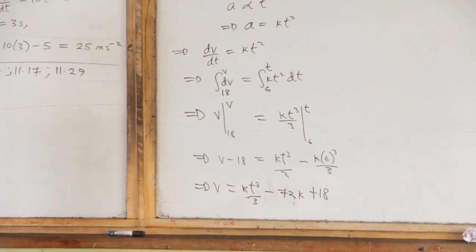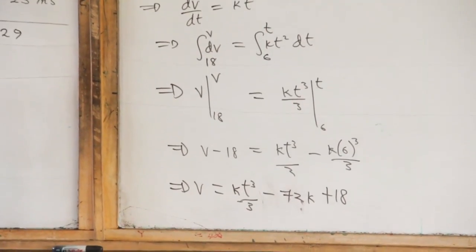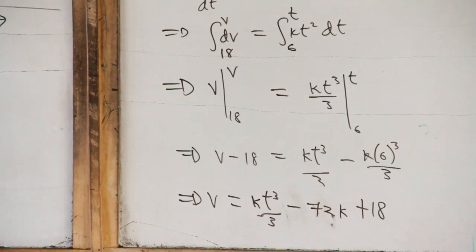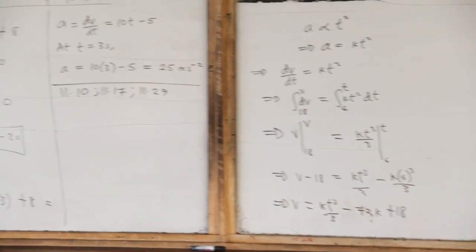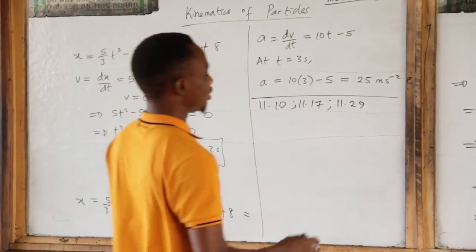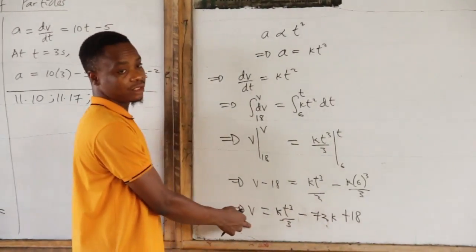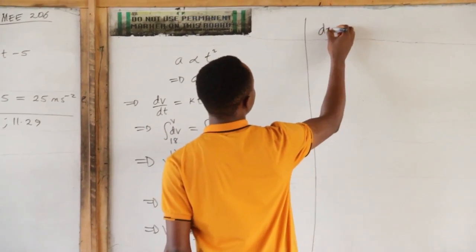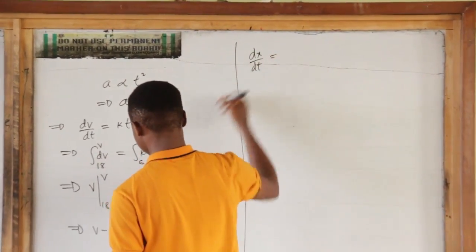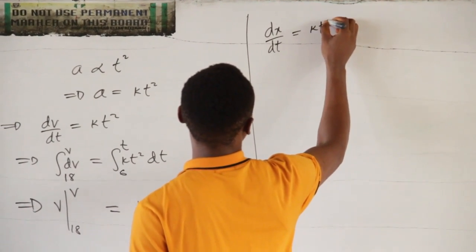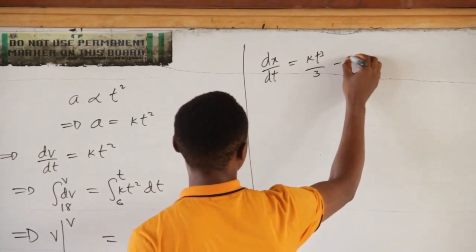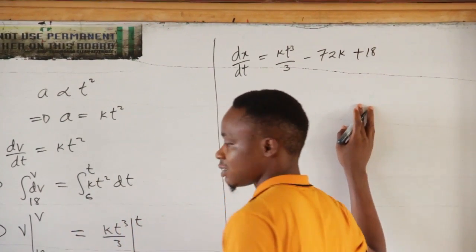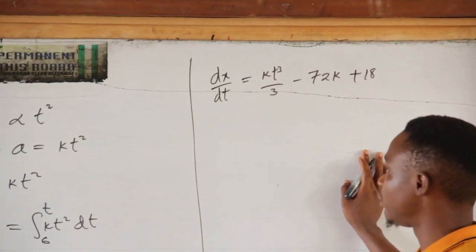Of course, we still have our constant of proportionality. We cannot evaluate that yet. We don't have sufficient information to evaluate the constant of proportionality. Now, I can go for that to get x by integrating this. I know that my v is equal to dx/dt. So I will say that dx/dt equals kt to the power 3 over 3 minus 72k plus 18. Does that make sense? Are we together, please? Did you get what I'm doing?